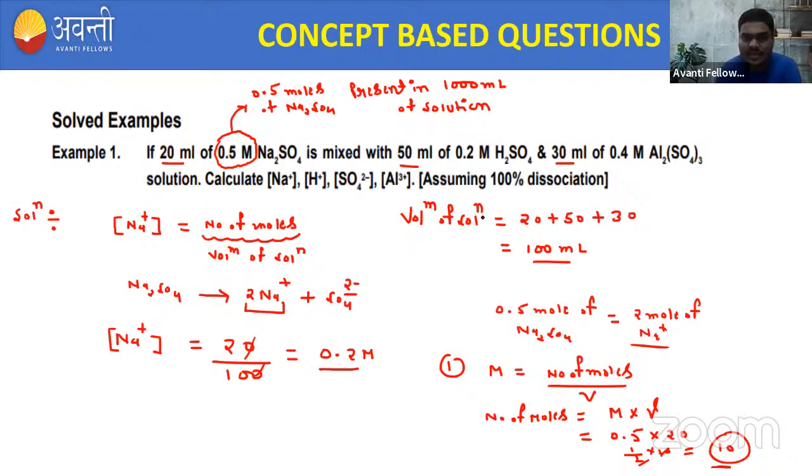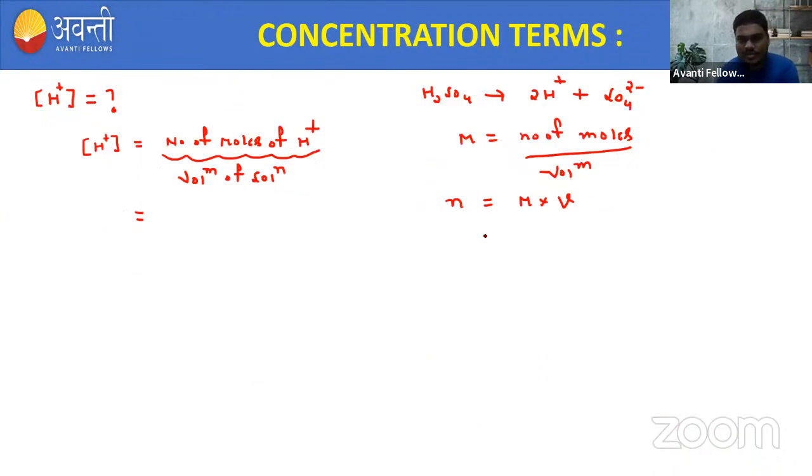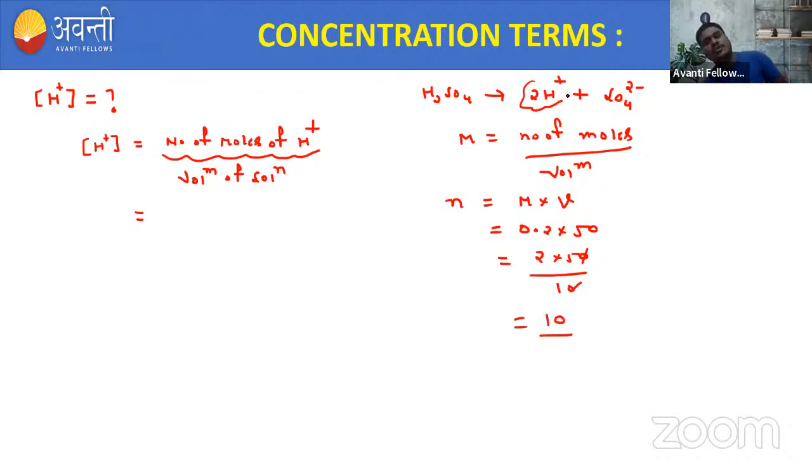So what is the molarity? Molarity is 0.2 and volume is 50 ml. So that is 0.2 into 50, which comes out to be 2 into 50 upon 10. So it comes out to be 10. So number of moles is 10. Again, H2SO4 will give 2 mole of H plus, so we can write 20 again. So this is 20 divided by my total volume, 100 again. So this comes out to be 0.2.